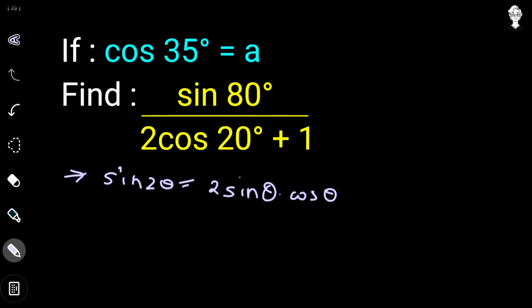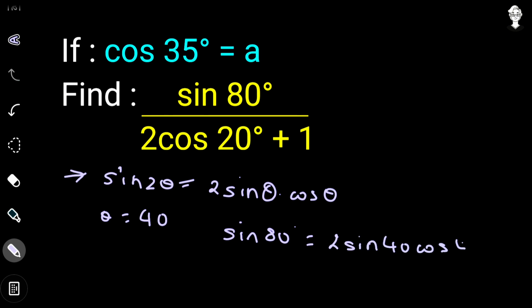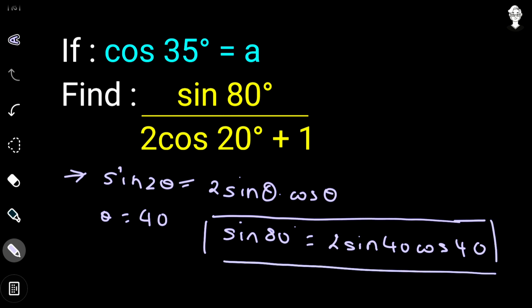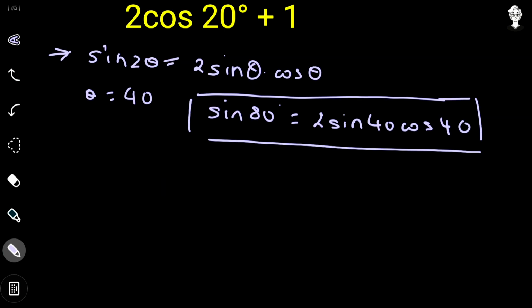Now in this identity, if I replace theta with 40 degree, in the left hand side we will have sine of 2 times 40, that is sine of 80 degree, and this is equal to 2 times sine of 40 degree multiplied with cos of 40 degree. So here we have just expanded sine of 80 degree as 2 times sine of 40 degree into cos of 40 degree.